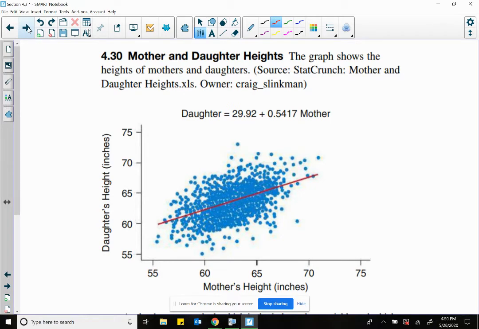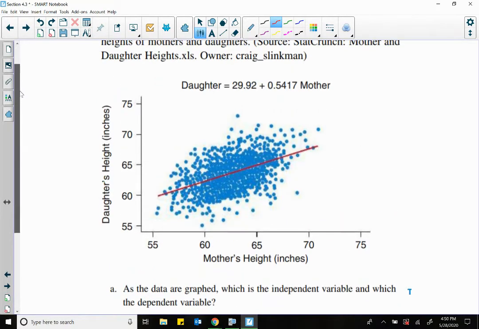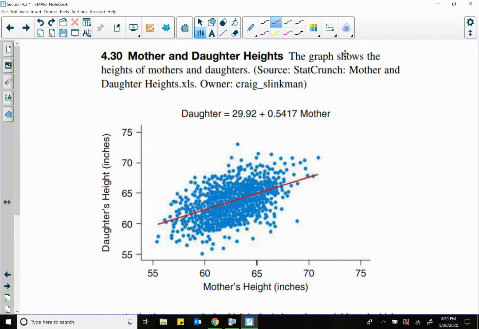All right, so here's what's going to happen in your homework. So let's do some problems and let's work through some things, okay? So this problem has lots of information. It's asking you to interpret the slope and other things like that. So when we look at this, it says the graph shows the height of mothers and daughters, okay? So here's that trend line that we were talking about. This is the regression line. Here is the equation they gave us.